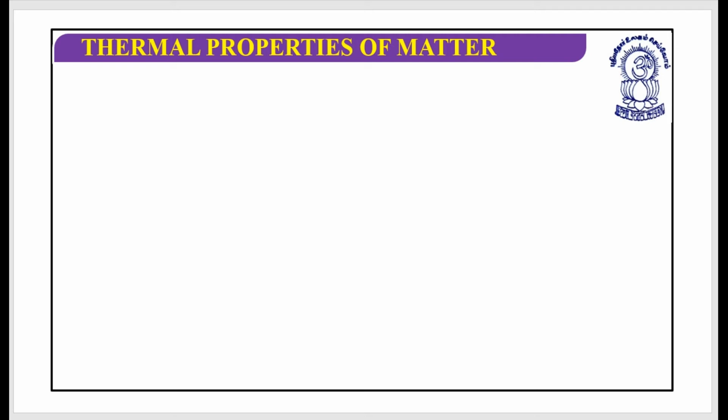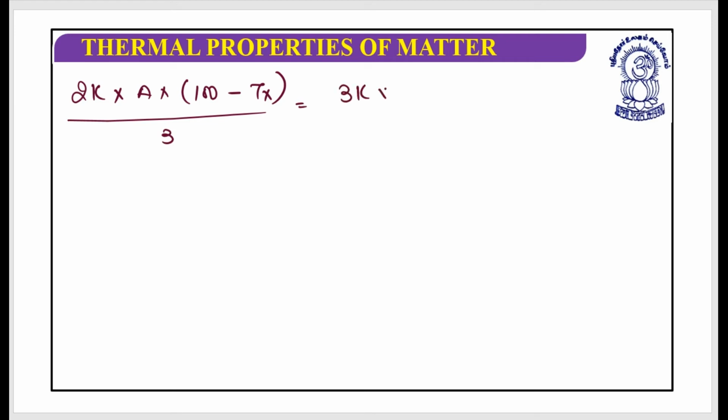So this could be written as 2k multiplied by cross sectional area A multiplied by T1, it's a 100 minus Tx divided by length, and the length would be 3 meter. That would be equals to 3k multiplied by cross sectional area A into bracket Tx minus 0 divided by length, which would be 2 meter.